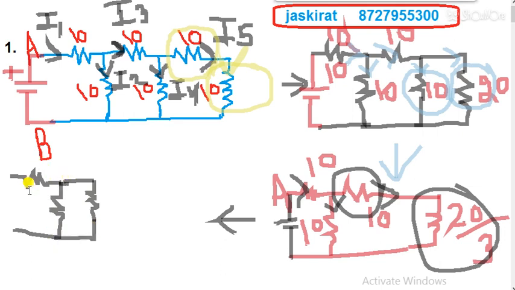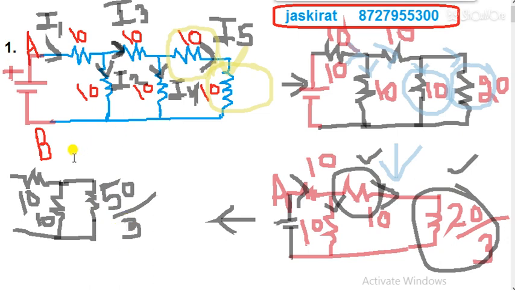So this will be 10, both will be 10, this will also be 10, this will also be 10. After that, this is 10 plus 20 by 3 because these two are in series. So 10 plus 20 by 3 will give me 50 by 3. So this resistance, which is the combination of this 10 ohm and 20 by 3 ohm, has a value of 50 by 3.